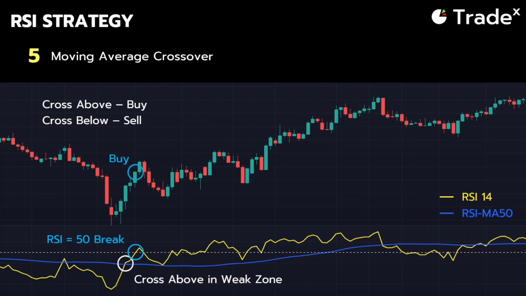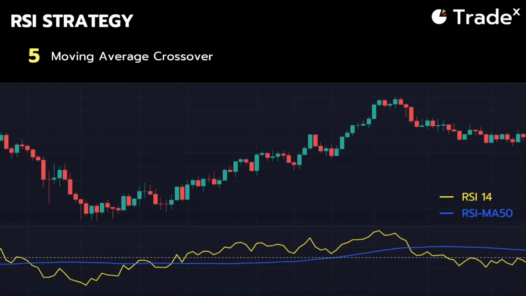When the RSI is above 50 and crosses below the moving average, it indicates a potential shift from bullish to bearish momentum due to increased selling pressure. We then wait for the RSI to drop below the 50 line to confirm the downtrend. Only after this confirmation do we consider selling the stock.